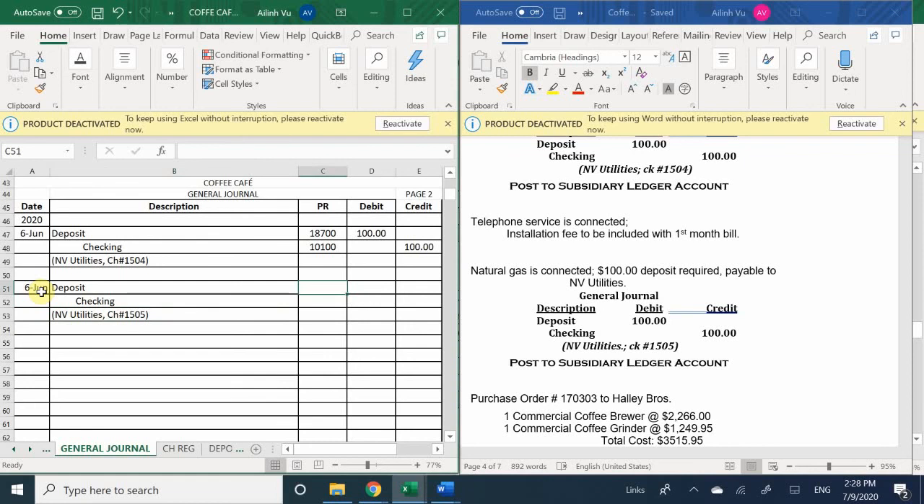Okay, so we have deposits for 18,700 because it's going to look identical to the one from above. So 18,700, and we're writing a check out, and it's going to be for the same amount of $100.